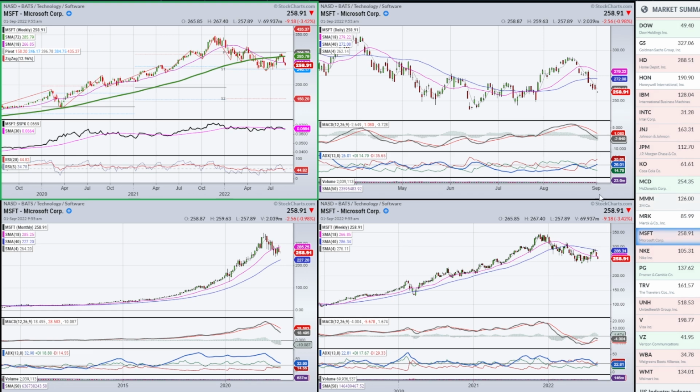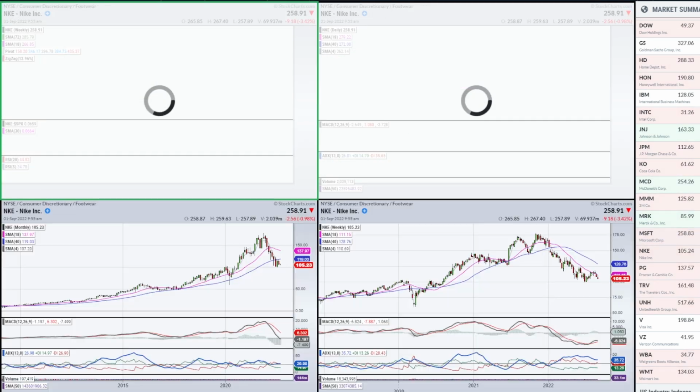Now, Microsoft is at a point where it's trying to fail at the 18-month and starting to roll over. I don't like the MACD look on the monthly. I don't like the fact that it sold off hard enough to re-break the 18-week. There was no strength on the buy side. Apple had really good strength to the upside. This did not. So that's a concern here. It's going to have a hard time defending 250, I think.